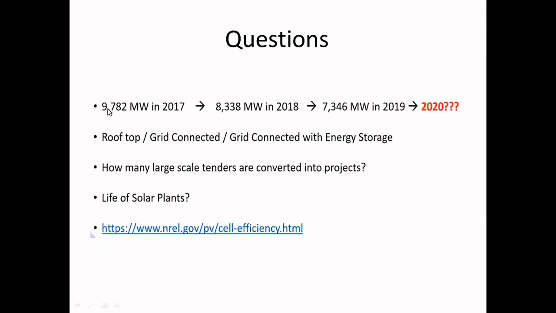And this is the scenario. 9782 megawatt was generated in 2017 in India. Right now it has decreased, and in 2020 we don't know what is going to happen. And there are three types: rooftop, grid connected, and grid connected with energy storage. You can see all those details on this website, nrel.gov/pv. The cell efficiency, the current scenario, and the level of production from solar and all the renewable energy sources can be obtained through this.